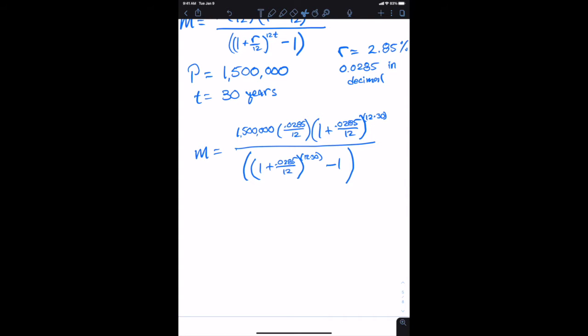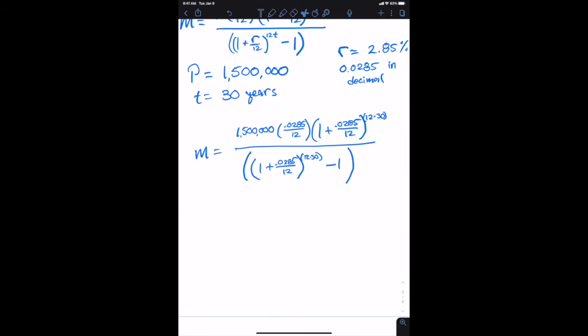But that's the numerator. So you want to say that all divided by, open parentheses, and then another set of parentheses with 1 plus 0.0285 divided by 12 in it, raised to 360, and then subtracted 1. Then we close the parentheses and hit enter, and out will come the amount that you're supposed to pay for the monthly rate.